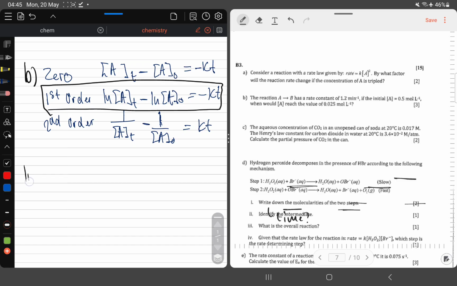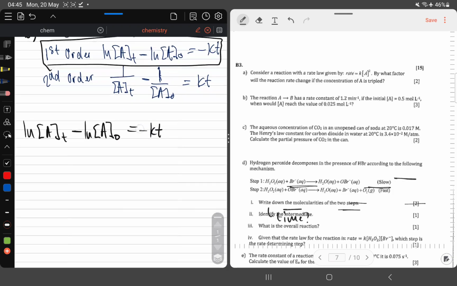So I'm going to say ln of the concentration of A at some time t, minus ln of the initial concentration of A, is equal to negative kt. What is the final concentration? When would it reach this value? So 0.025, remember, it's moles per liter. And then minus ln of 0.5 is equal to negative, what's my k? 1.2 per minute, minutes to the minus 1. Here it was moles per liter.